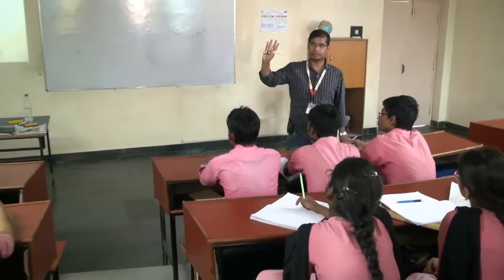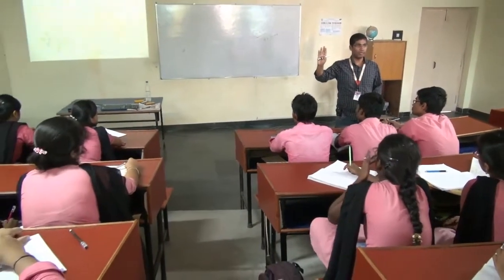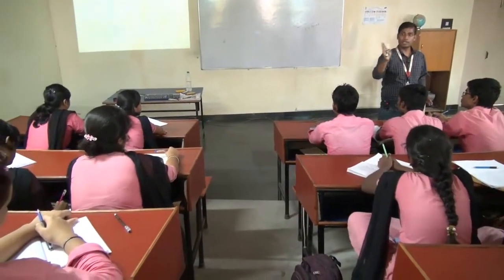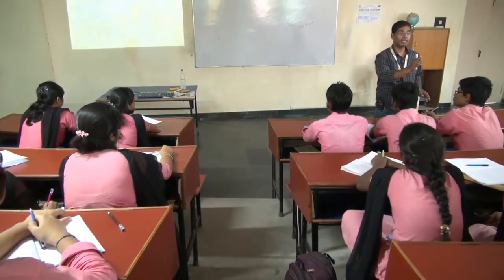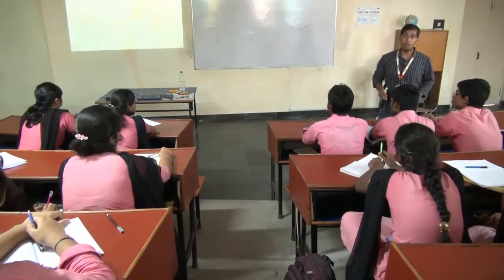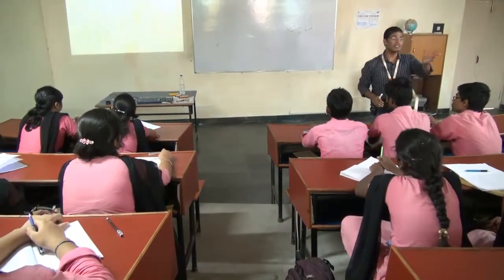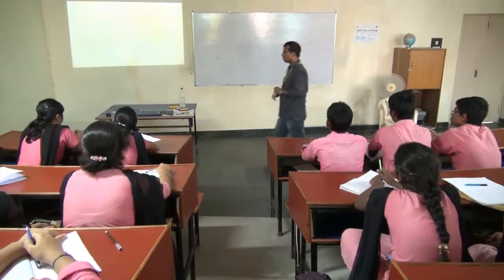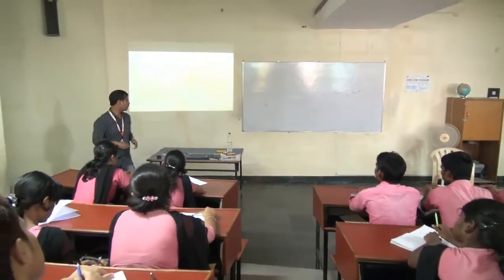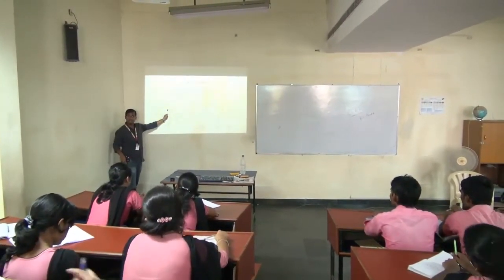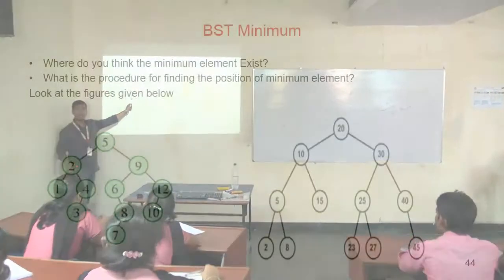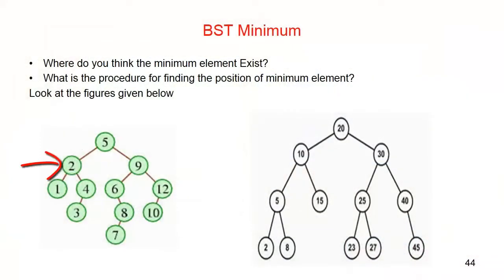Start with the root. Keep going left. Stop if a node has no left child, that means null. That is the minimum. Very quickly, see. Here, what is my procedure? Start with the root. Keep moving left. 5, 2, 2's left, 1's left. Null means that is the minimum.